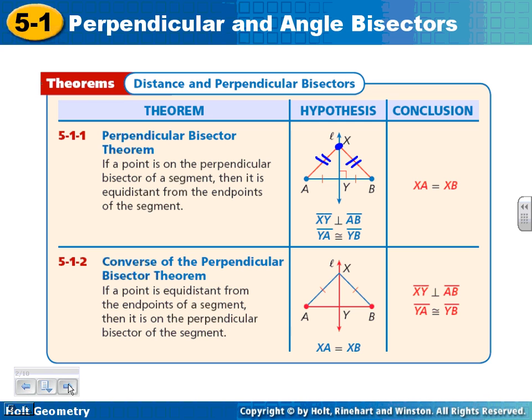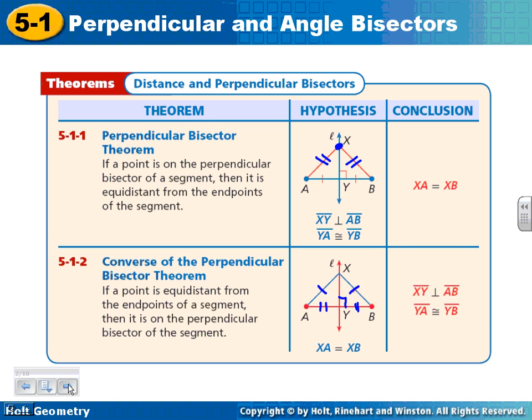5.1.2, the next one, the converse. Converse means flip it around. This one reads, if a point is equidistant, in other words, we already have the tick marks, then it is on the perpendicular bisector. Then I can go ahead and mark these and mark my right angle.